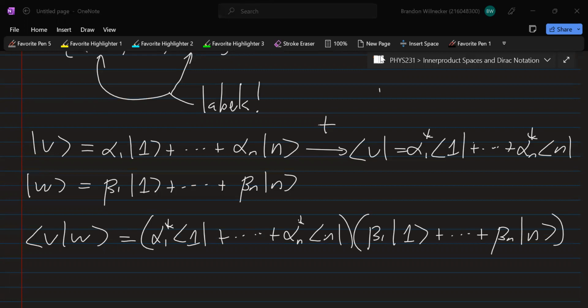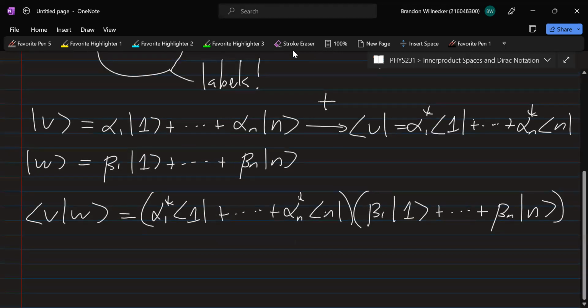We're going to have the 1 with the 1, the 1 with the 2, 1 with the 3, all the way up to n. And then we're going to have the 2 with the 1, 2 with the 2, all the way up to n, and so on until we get the n with the n. Okay, and that is a lot of terms. So to simplify this, what we do is we choose a particular basis called an orthonormal basis to avoid all this multiplication.